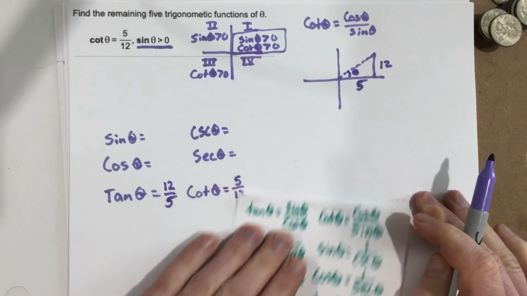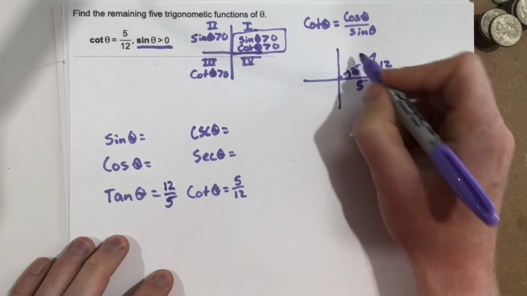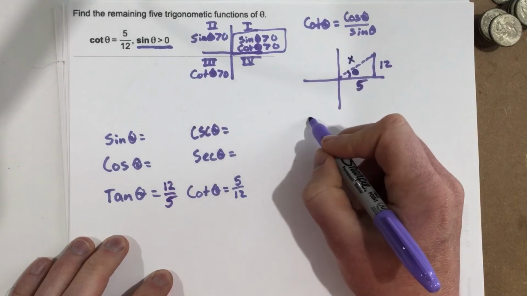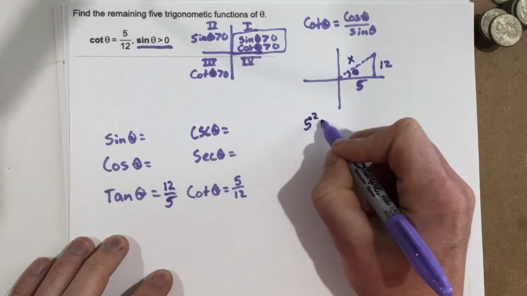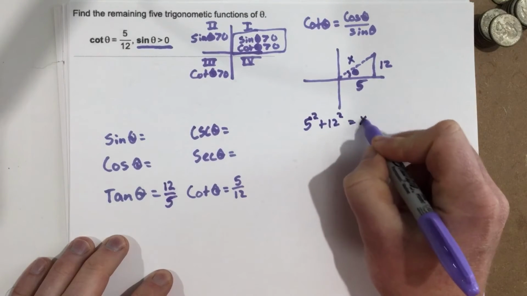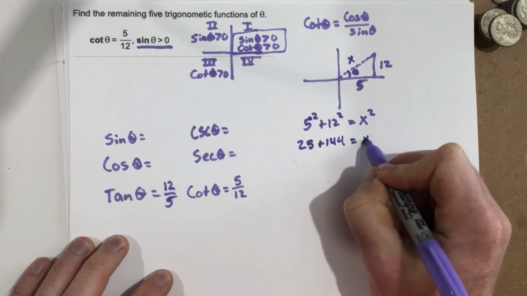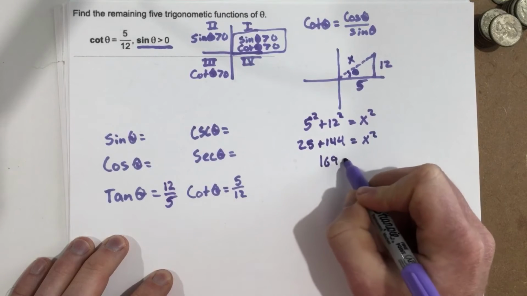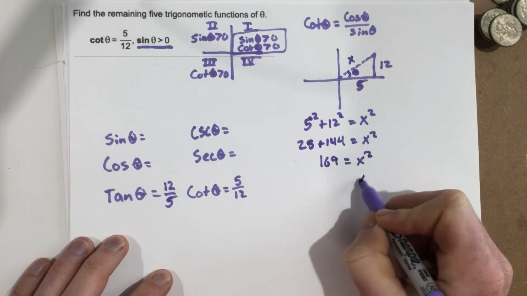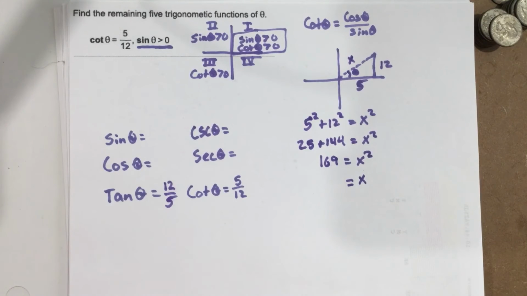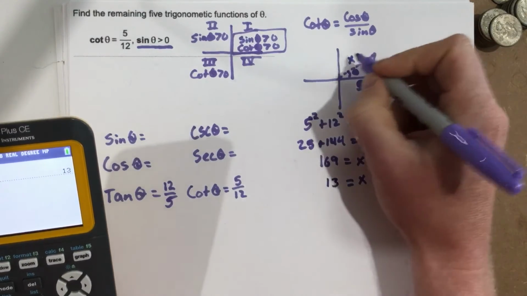All right? Now once I find 5 and 12, I can find this side using the Pythagorean theorem. So we'll call it x. So 5 squared plus 12 squared equals x squared. I know that's 25 and 144 equals x squared. So that's 169 equals x squared. And I take the square root of that. I believe the square root of 169 is 13. I'll double check in the calculator. It is. So 13.